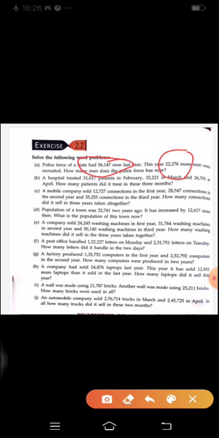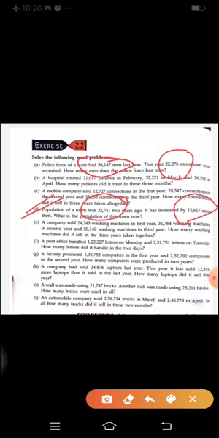Okay students, now we will understand the D part. In the D part, population of a town was 32,741 two years ago. दो साल पहले पॉपुलेशन इतनी थी. It has increased by 12,617. अब वो बढ़ के कितनी हो गई है? वो 12,617 से बढ़ गई है. Then what is the population of this town now? अब उस टाउन की टोटल पॉपुलेशन कितनी है, तो उसको निकालने के लिए हम क्या करेंगे? हम दोनों पॉपुलेशंस को ऐड कर देंगे.